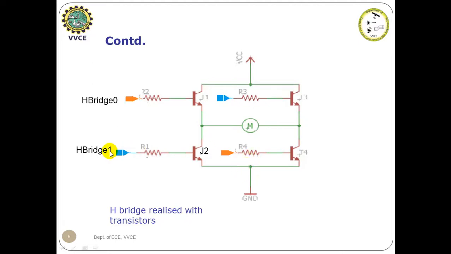Now suppose if I make H-bridge 1 as 1 and H-bridge 0 as 0, the transistors J3 and J2 will be on and J1 and J4 will be off, resulting in the flow of current through the motor from right towards the left. So with opposite direction of current flowing through the DC motor, there can be change in the direction of rotation of the DC motor.